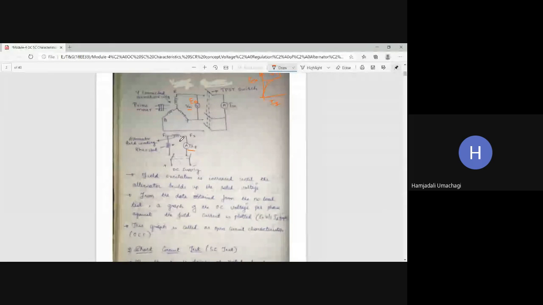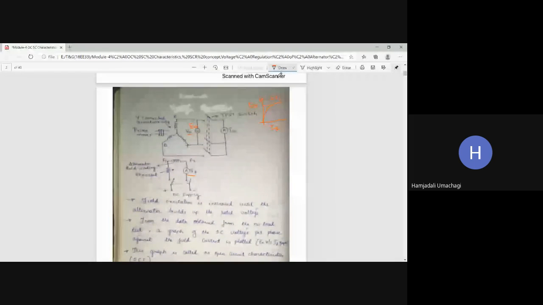For different values of the IF, how are you changing it? You are changing it with the help of the rheostat. As the rheostat is varied, IF will be changing, and as IF changes, you will be getting different voltage points. How long do you have to change? Till you build up the rated voltage, and this is called the OCC.